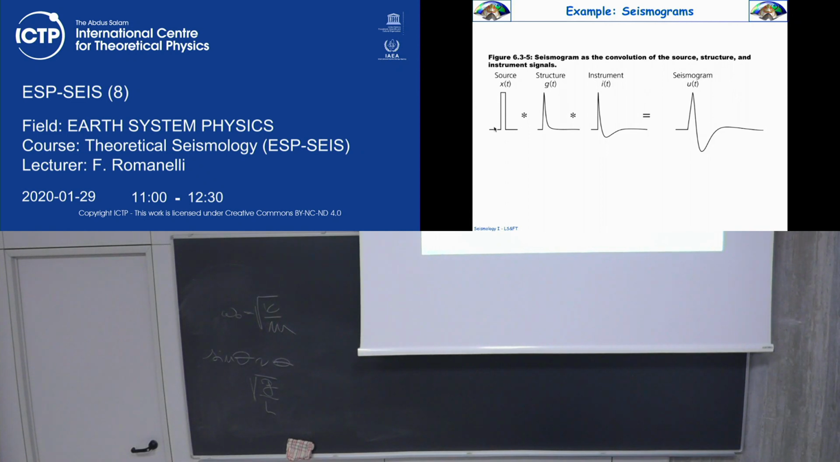What about this? Okay, that's the source. Maybe it's a single force, maybe it's a double couple, maybe it's a fault. Is it linear? Yes, we adopted that case and we developed the representation theorem. What about the last one? Okay, we are going to build that, so maybe we know that. It's the last step of the convolution.